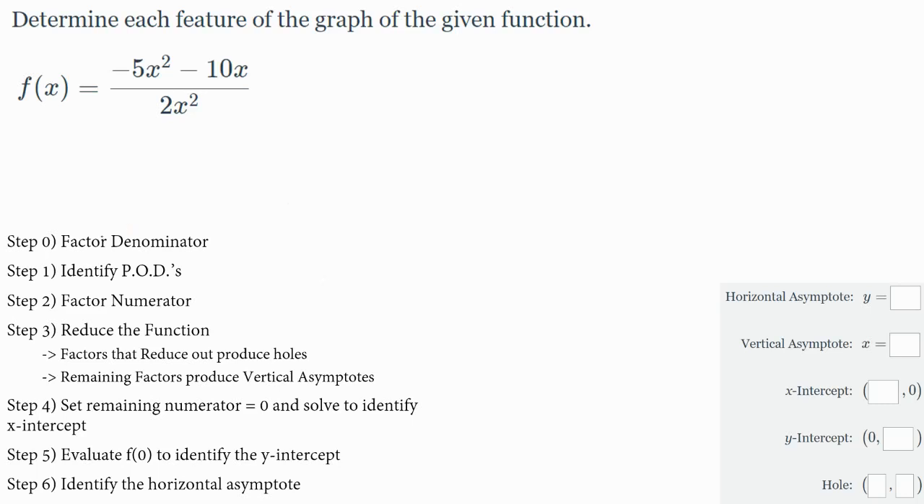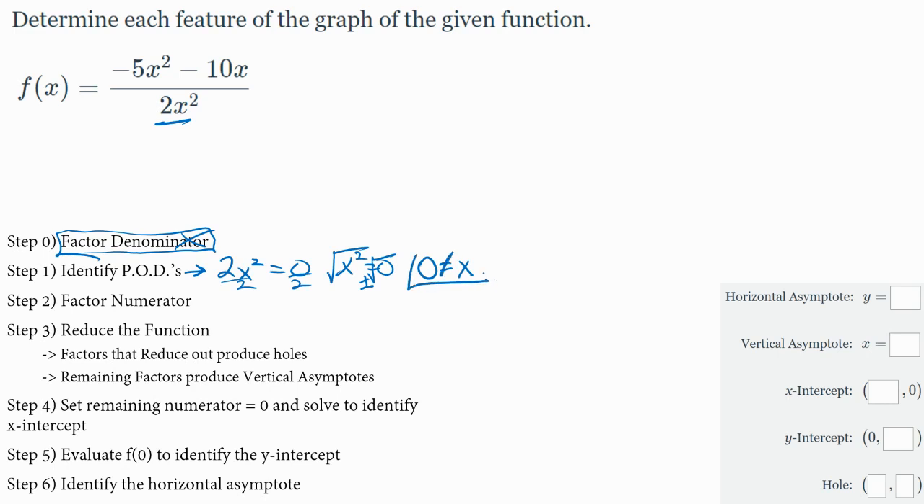In this example, we have a little bit of a unique situation where when we go to factor the denominator, it's got just a 2x squared. It's not factorable. And then our point of discontinuity, we get 2x squared. We set that equal to 0. When we go to solve, you could divide by 2 and then get x squared equals 0, and then follow through the square root method, get a plus or minus 0, but ultimately it comes down to 0 can't equal x. Because if I plugged in 0 here, I would have a division by 0 scenario, and I can't divide by 0.